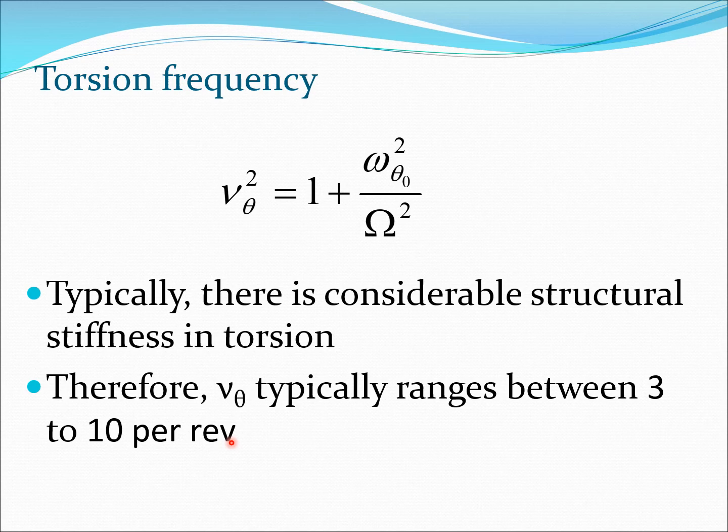So typically what happens in torsion is that the typical blade is relatively stiff in torsion structurally, and therefore this term can be quite substantial. So what happens is that nu theta typically ranges from 3 to 10 per rev for most rotor blades. So there is a smaller component coming from the one part and a larger component coming from the spring part.